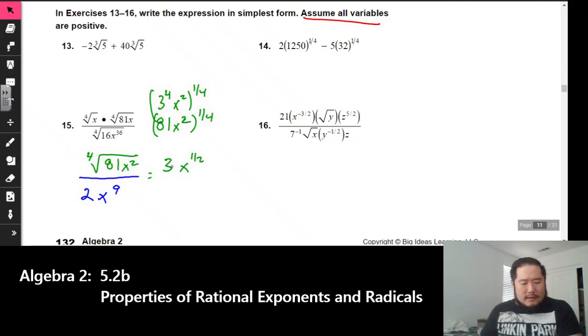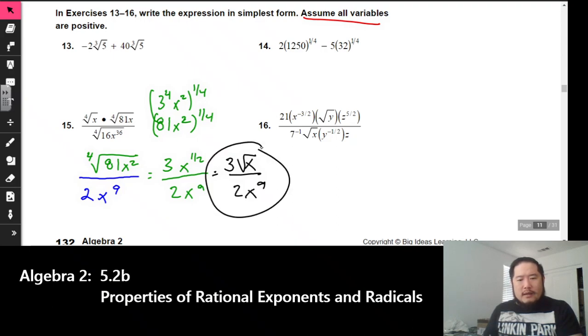All right. How does that look? Hopefully good. And then let's go ahead down below. We've got ourselves 2x to the 9th. So if I were to simplify it in radical form, it would be 3 times the square root of x over 2x to the 9th. And there you go. There's number 15.